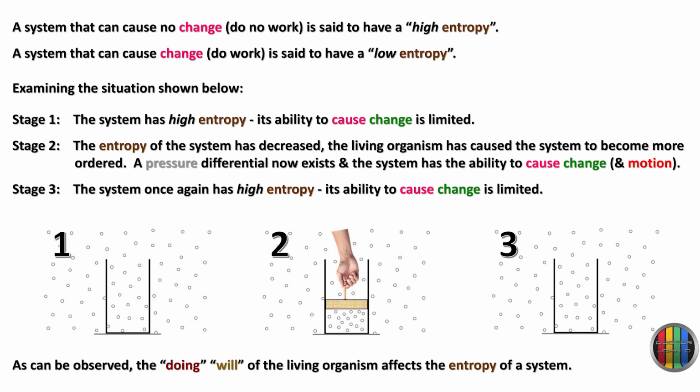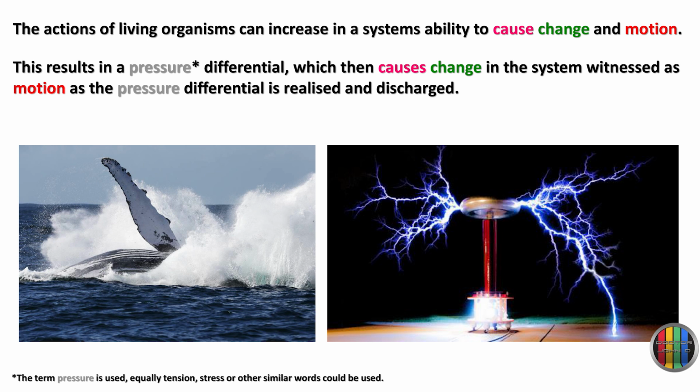The entropy of the system has decreased. The living organism has caused the system to become more ordered. A pressure differential now exists and the system has the ability to cause change and motion. Stage 3. The system once again has high entropy. Its ability to cause change is limited. As can be observed, the doing will of the living organism affects the entropy of a system. The actions of living organisms can increase a system's ability to cause change and motion.